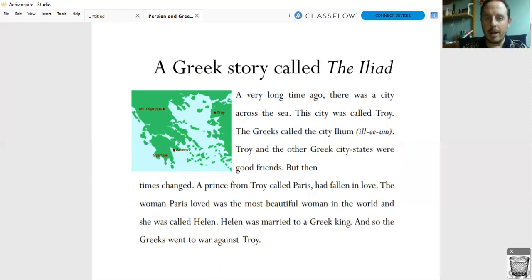Okay, so a long time ago, in fact, a very long time ago, there was a city across the sea. The city was called Troy. The Greeks called the city Ilium. Troy and the other Greek city-states were good friends. But then times changed. There was a prince from Troy with the name Paris, and he fell in love. The woman Paris loved was the most beautiful woman in the entire world, and she was called Helen. Helen was married already to a Greek king, and so the Greeks went to war against Troy.